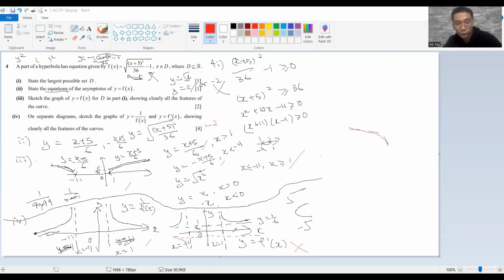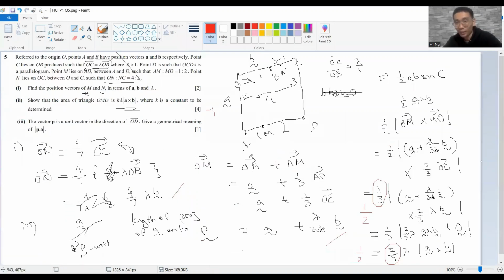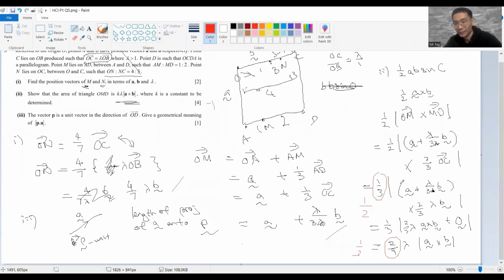Next one, question 5. Again, I made a careless mistake. This thing I suddenly changed to 1/3. It should continue to be here like this, 1/2. I'm correct, it's 1/3.